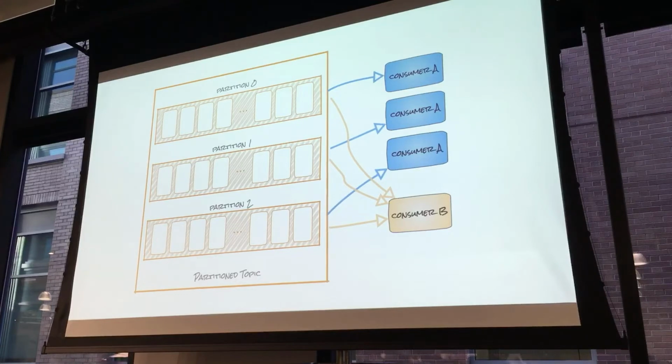Got it. So the question is, if I repartition this topic to more partitions, does that by itself cause there to be more load on consumer B? And consumer B is more efficient. It's doing less. It's able to handle all the load.